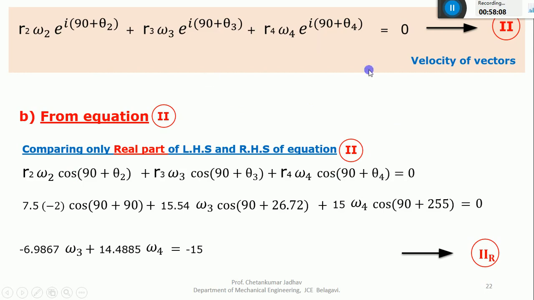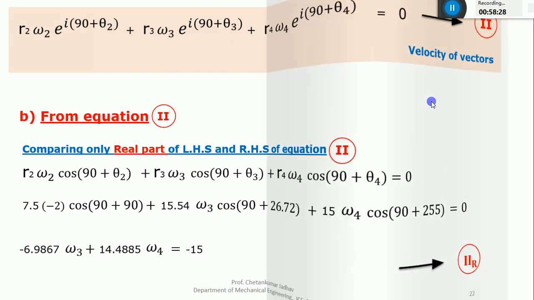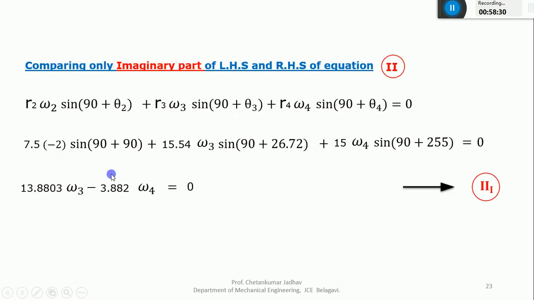So for the next equation, on the next slide, I am comparing the imaginary part of LHS as well as RHS. The imaginary part of this equation is R2 omega 2 sin(90 + theta 2), R3 omega 3 sin(90 + theta 3), R4 omega 4 sin(90 + theta 4). The same thing I'll get here. Whatever procedure you followed for the first equation, follow the same thing for the second equation, comparing only the imaginary part of LHS and RHS of equation 2.